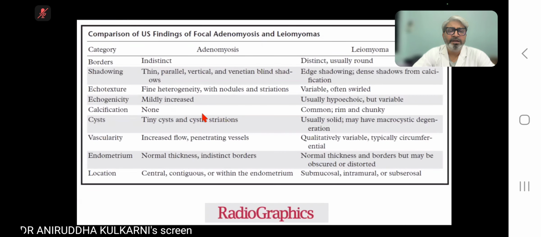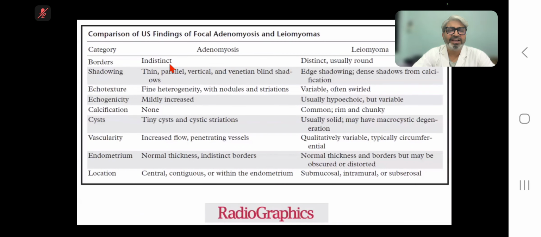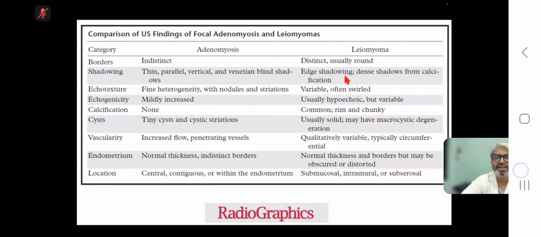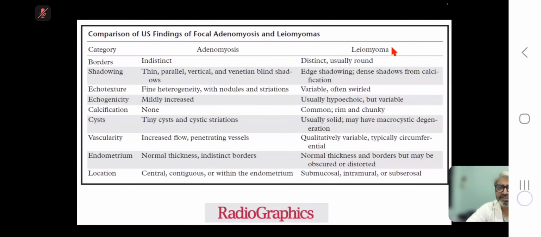under trial. Now, one of the foremost things most of us want to know is whether the focal adenomyosis is distinct or is it a leiomyoma. The borders of adenomyosis are indistinct. In case of fibroid, it is distinct and round. The shadowing is thin, parallel, and vertical, called the Venetian blind kind of shadowing, whereas in fibroid it is the edge shadowing kind of shadowing. We'll discuss all the features of fibroid and its characterization in the next series.